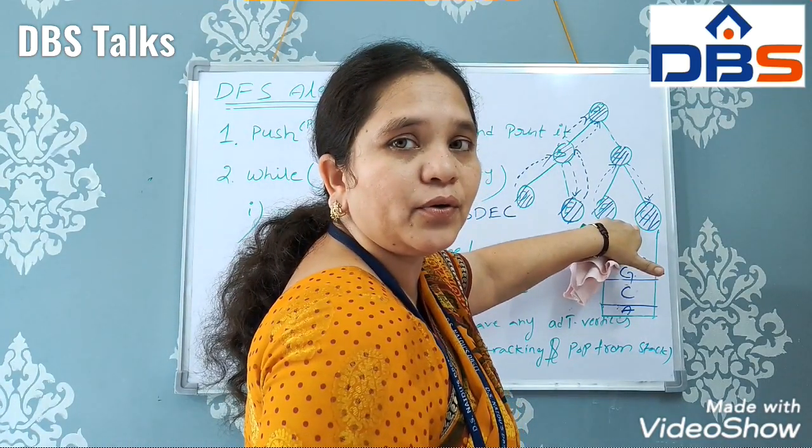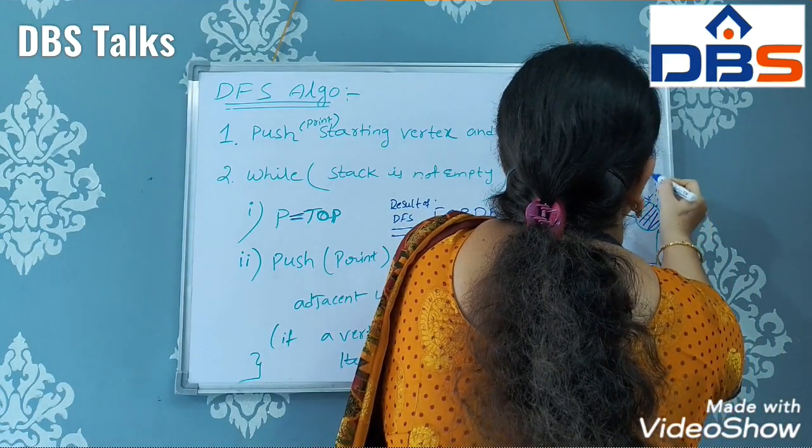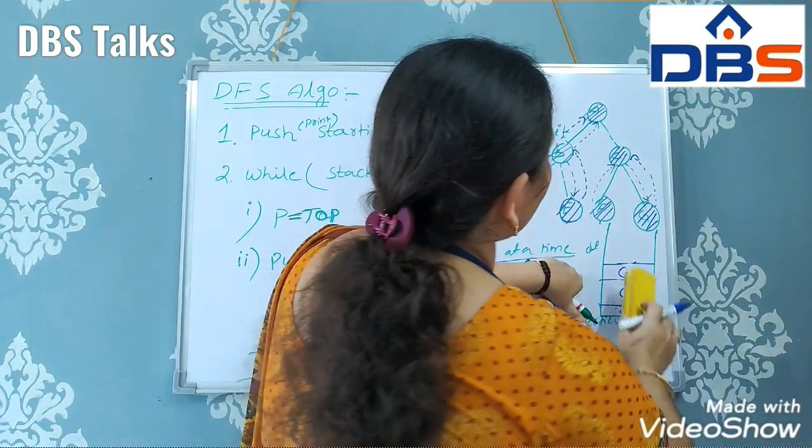So now what do we have to do? We will go for backtracking. Where do we need to go for backtracking? To C. So next, while making backtracking, what do we have to do?